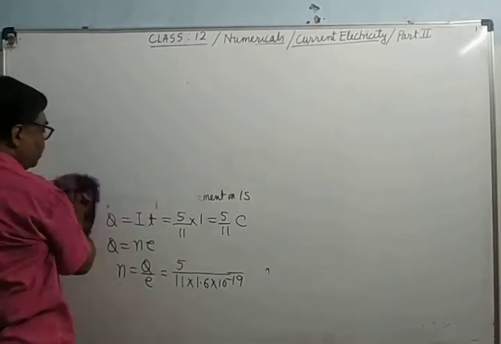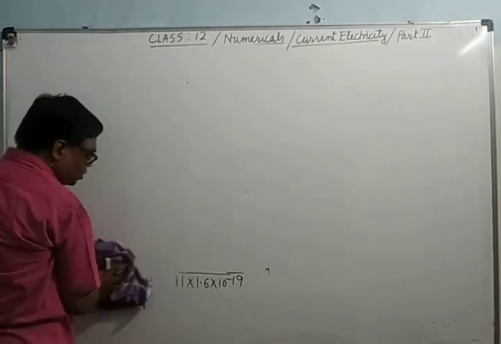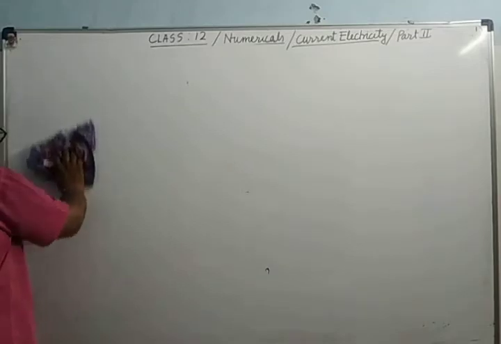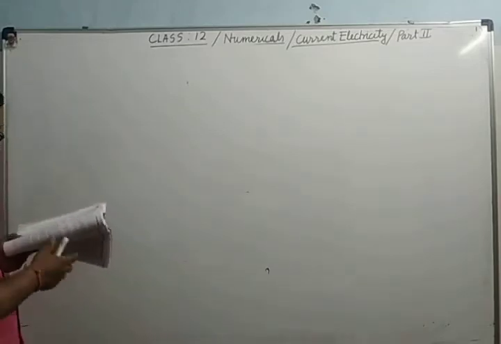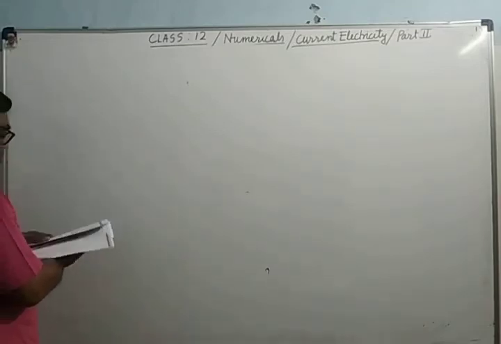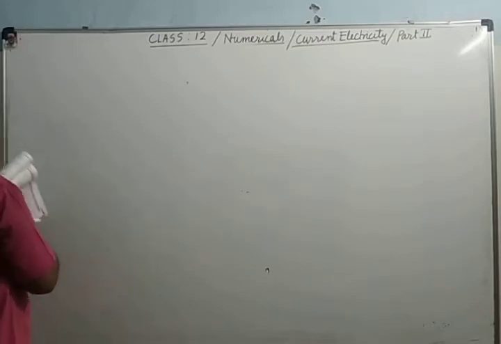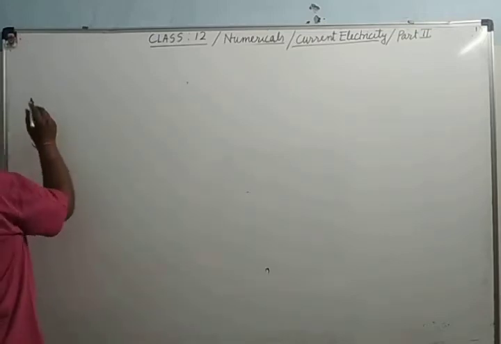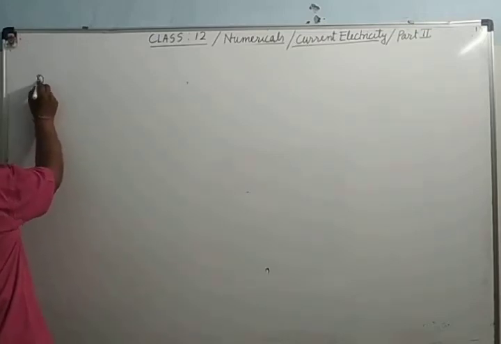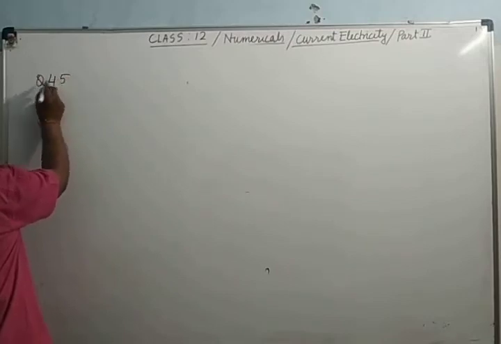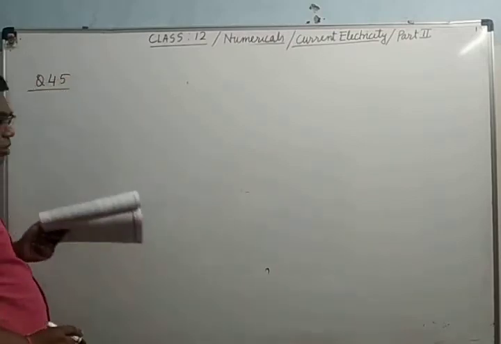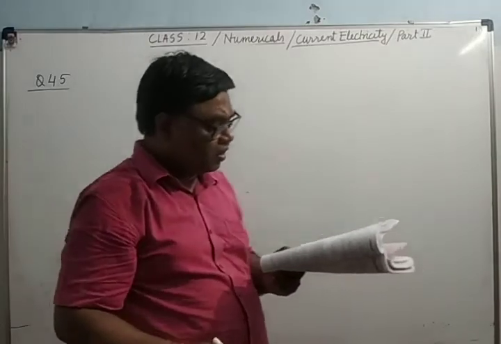In part 1 also I have done 10 questions. In this part also about 10 or 11 questions I will do. And total questions are here 58. It's clear? So question number 45. And numericals you must do so that your concept becomes clear.